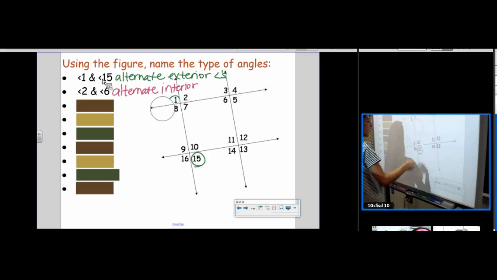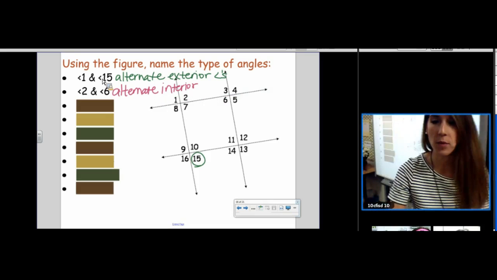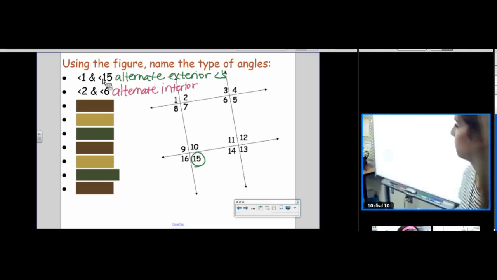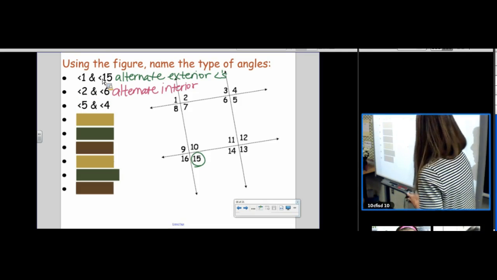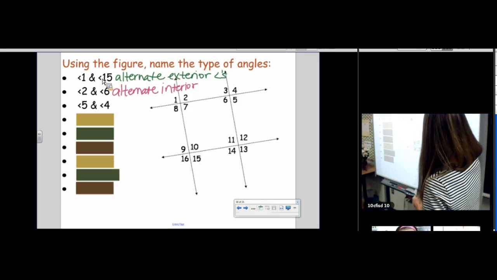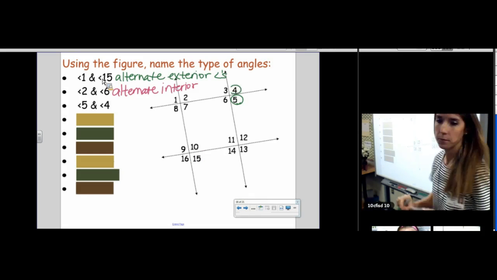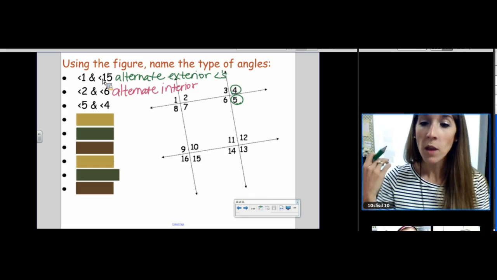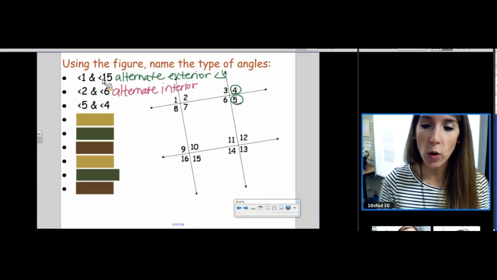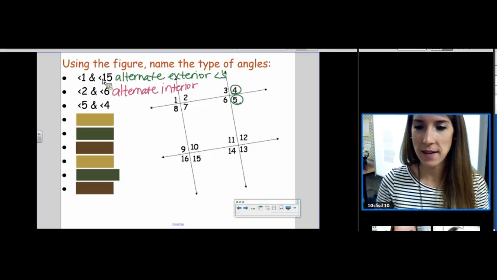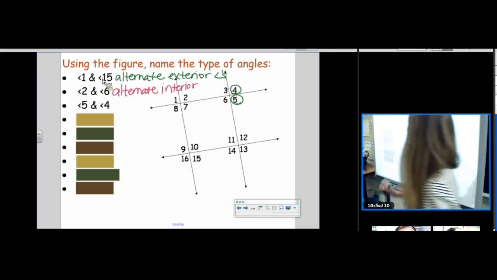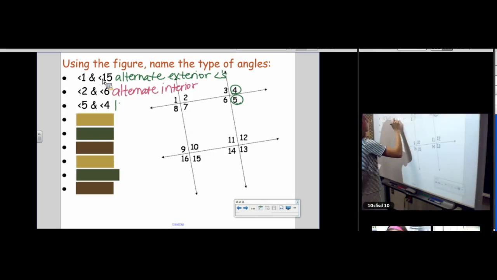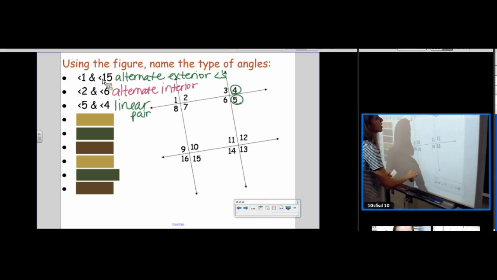I'm going to let you do the rest on your own, and I will call on people. Have your mic ready to answer. Okay, Rena, 5 and 4. What's the relationship between 5 and 4? So yes, they're supplementary, but they're more than that. You need to promote them, give them a better, more specific name. Linear pair, yes. Okay, so yes, we can still use words from a previous unit. Those are a linear pair.